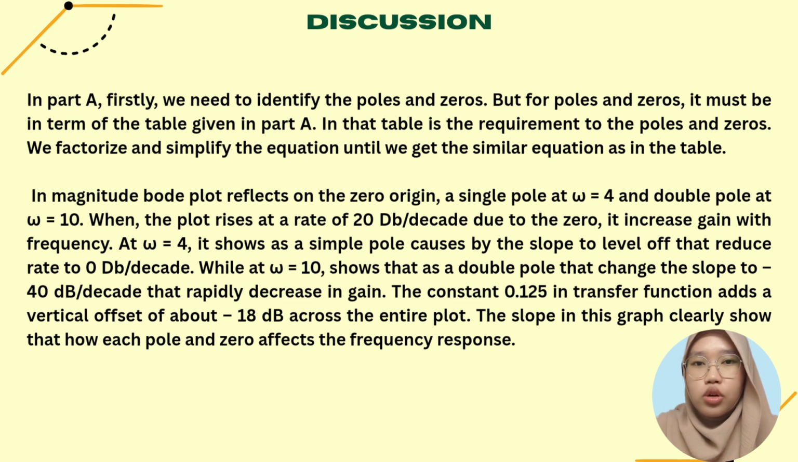The constant of 0.125 in the transfer function adds a vertical offset of about negative 18 dB across the entire plot. The slopes in this graph clearly show how each pole and zero affects the frequency response.